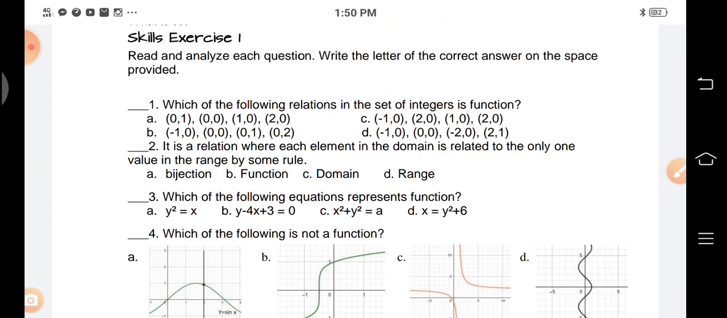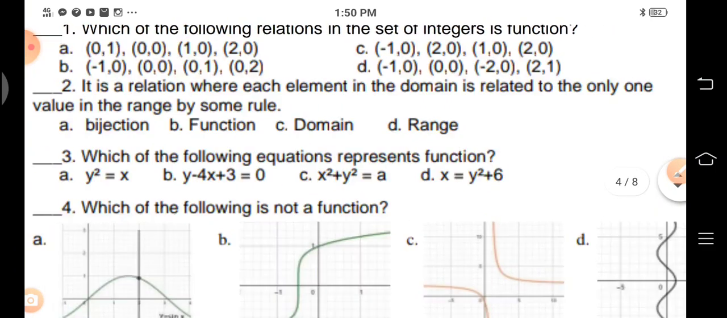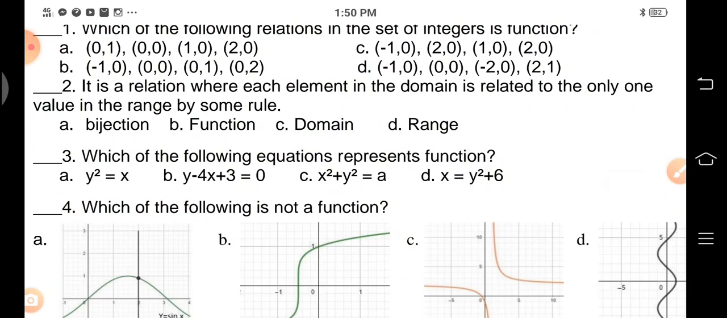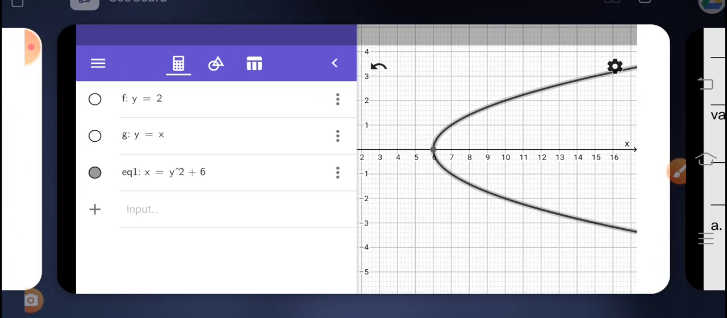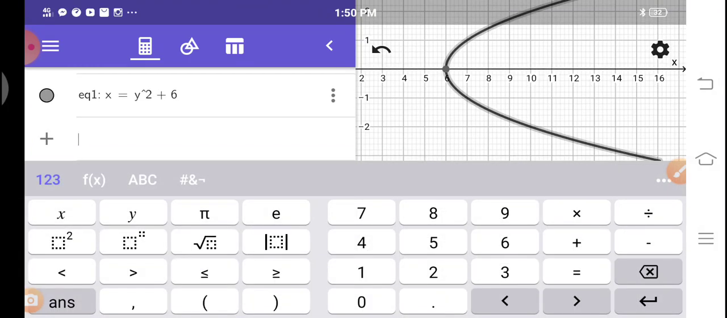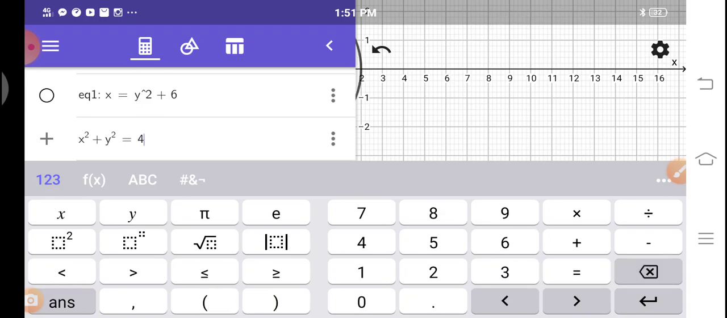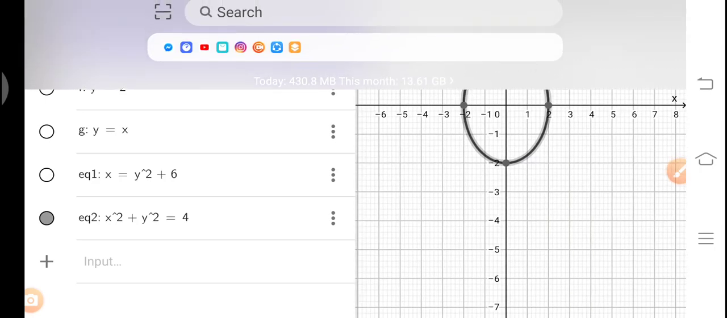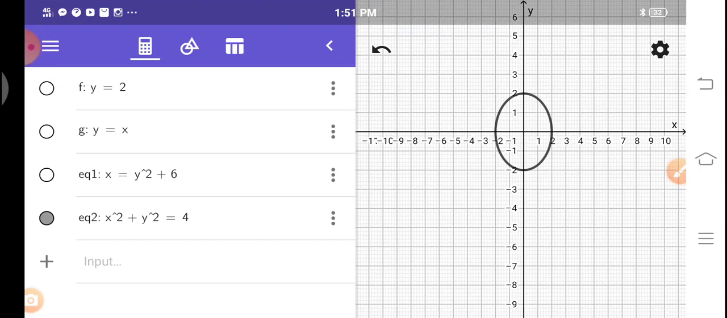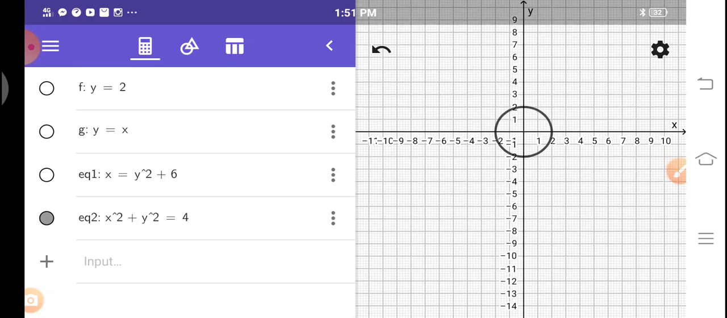And how about letter C? Is letter C a function? X squared plus y squared is equal to A. Let us try. It can be any number, so let's say 1 or let's say 4. Let's look at the graph. So the graph is a circle. Using the vertical line test, we know for a fact that a circle is not a function.